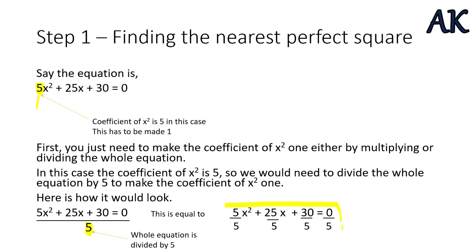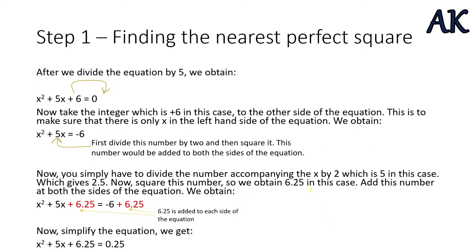We would basically divide the whole equation by 5 as shown below. Here is how it would look. 5x squared upon 5 plus 25x upon 5 plus 30 upon 5 is equal to 0 upon 5. After we divide the equation by 5 and simplify it, we obtain x squared plus 5x plus 6 equals 0. Now take the integer, which is plus 6 in this case, to the other side of the equation. This is to make sure that there are only x terms on the left-hand side of the equation. We obtain x squared plus 5x equals minus 6.